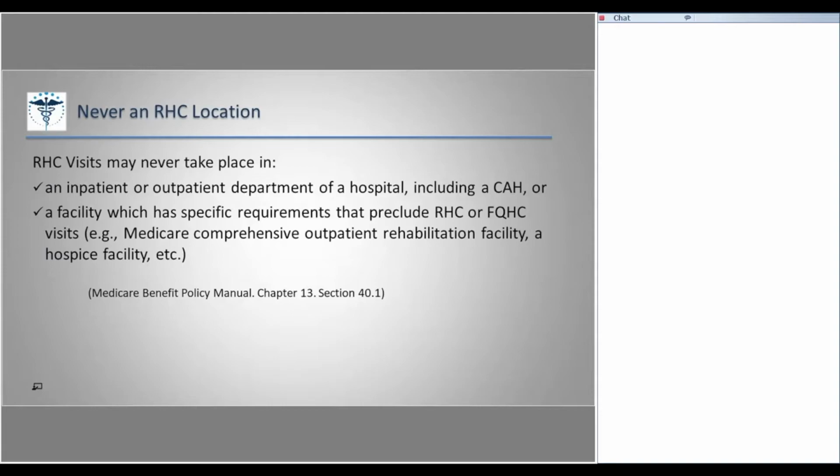That's the difference we're talking about: it is not an RHC location for an RHC encounter. That doesn't mean that our providers can't go there and provide services. And we're going to see that with our non-rural health definitions here momentarily.